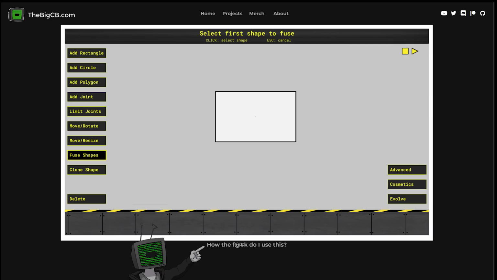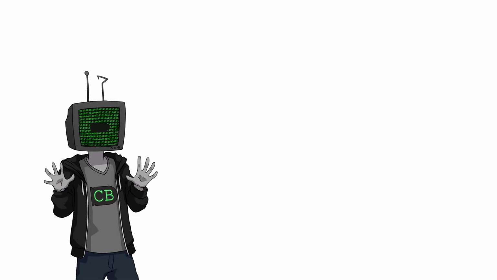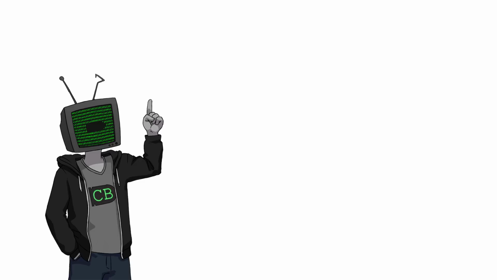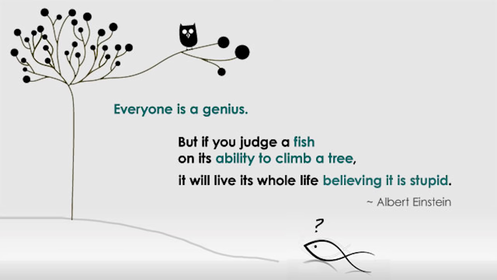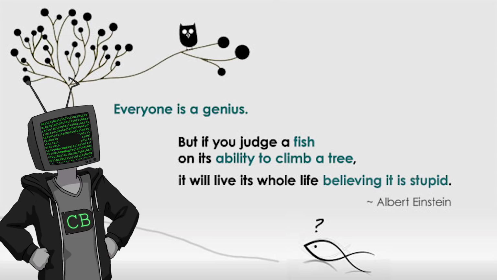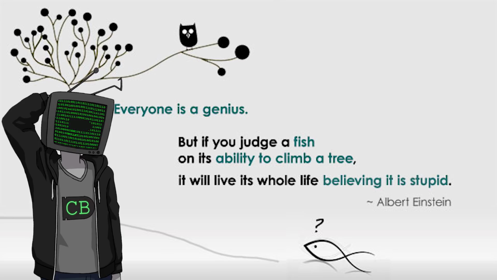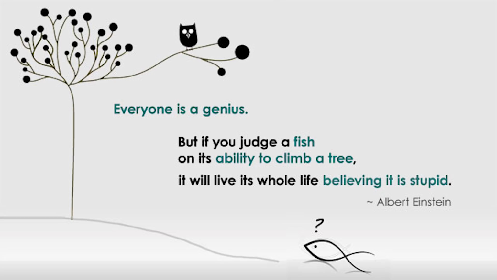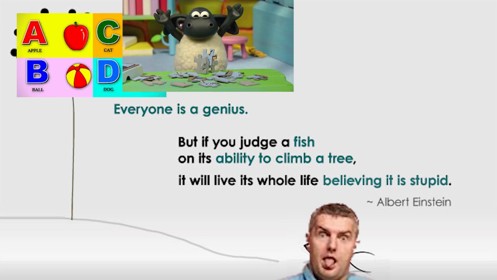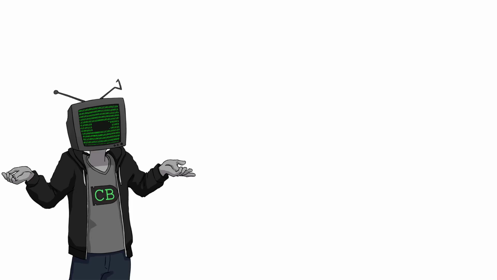So I see that you clicked on the "how the fuck do I use this" button, which is okay, don't feel bad. Albert Einstein once said, everyone is a genius. But if you judge a fish by its ability to climb a tree, it will live its whole life believing that it's stupid. Powerful stuff. Although, in this case, instead of being a fish failing at climbing a tree, you're a human failing at reading and basic logical reasoning. So maybe genius is a strong word?